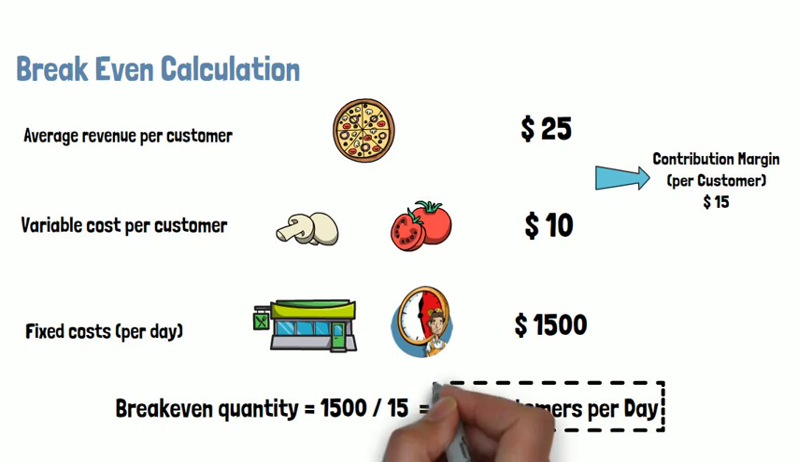This is the number of meals Bob needs to sell in a day in order to break even. We could do the same calculation for a week, month, or year by using the fixed cost for the period under consideration.